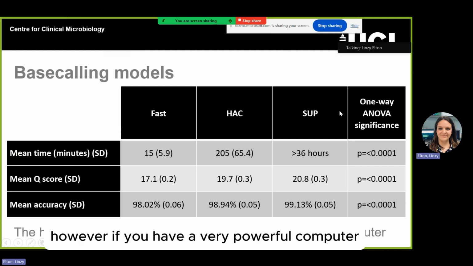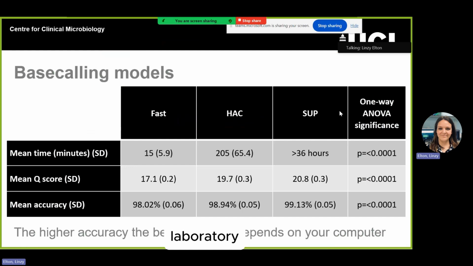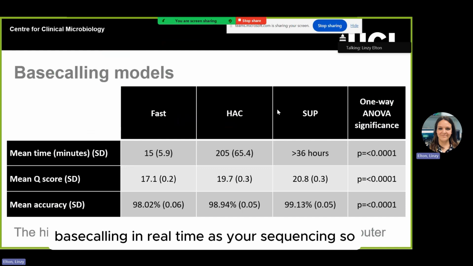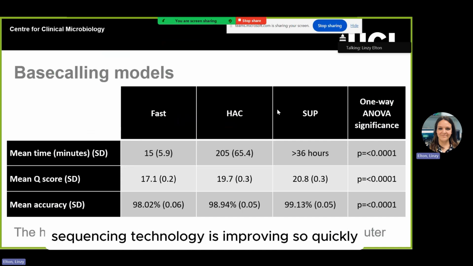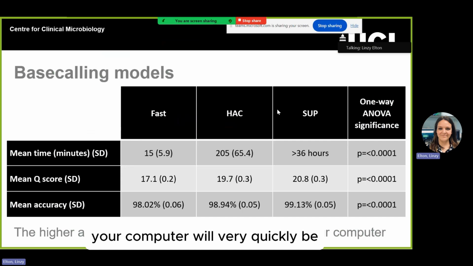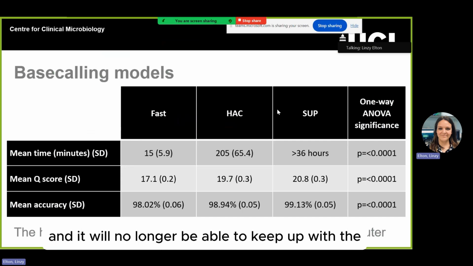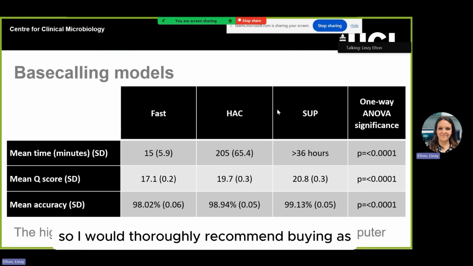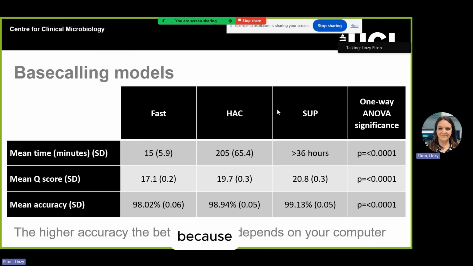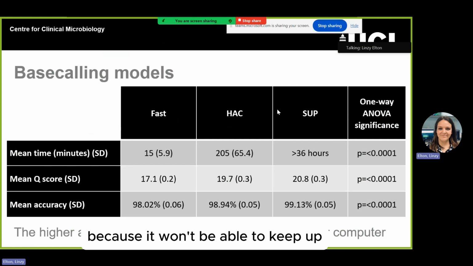However, if you have a very powerful computer, and this is if you are setting up a sequencing laboratory, getting a really powerful computer is going to be really, really important. You can do high accuracy Basecalling in real time as you're sequencing. They are coming down in price, GPU, so graphical processing unit computers. And I thoroughly recommend buying the best computer that you can afford because sequencing technology is improving so quickly, your computer will very quickly be obsolete, and it will no longer be able to keep up with the power that sequencing needs. So I would thoroughly recommend buying as fast and powerful a computer as you possibly can, because otherwise you'll just have to buy another one in a couple of years because it won't be able to keep up.